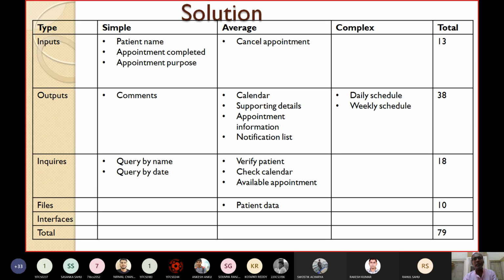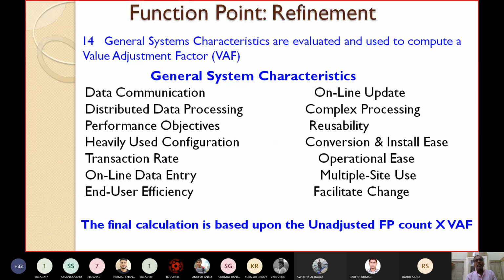Now let's take up the other part: how to refine the function points, or how to adjust the function point. How can we get the adjusted function points? We can get the adjusted function points from the unadjusted function points by using a parameter or factor called VAF, value adjustment factor.